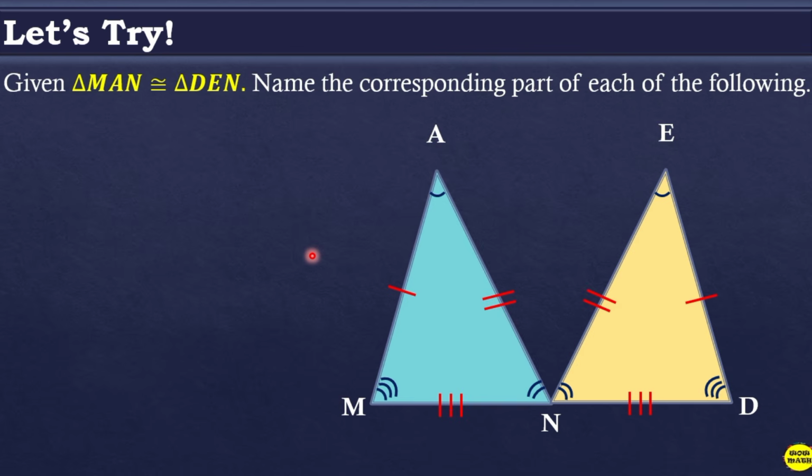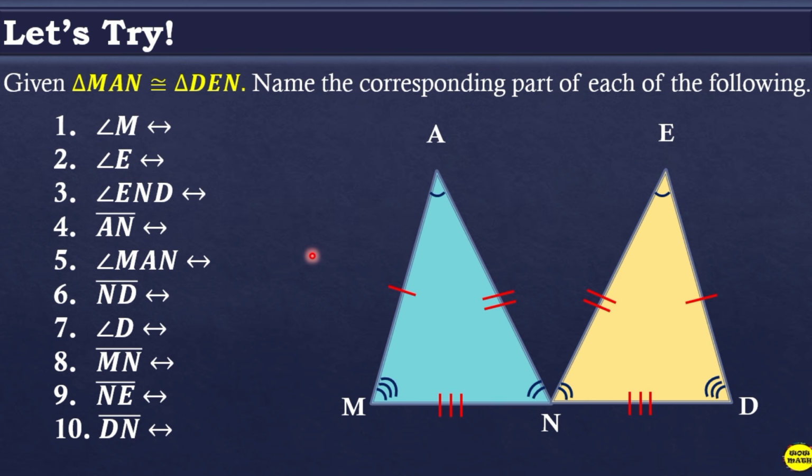Let's have another. So, I have here triangle MAN and triangle DEN, congruent to each other. Now, name the corresponding part of each of the following. So, ito po yung parts ng mga triangles natin. So, given angle M corresponds to, so this is your angle M.